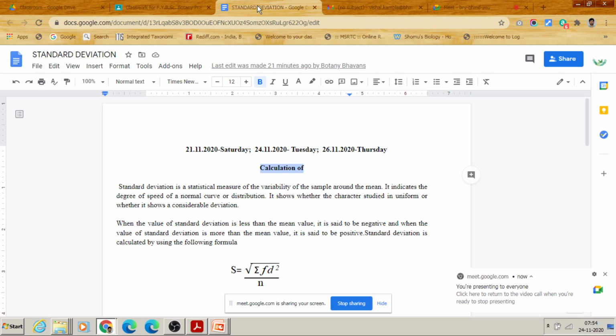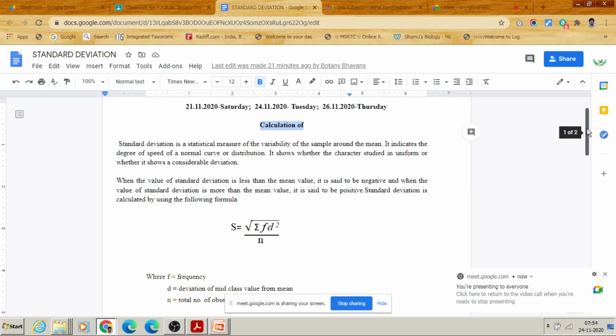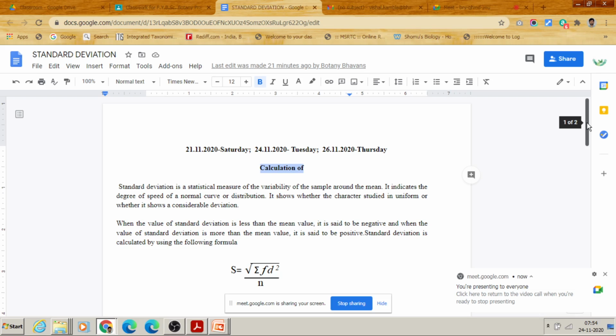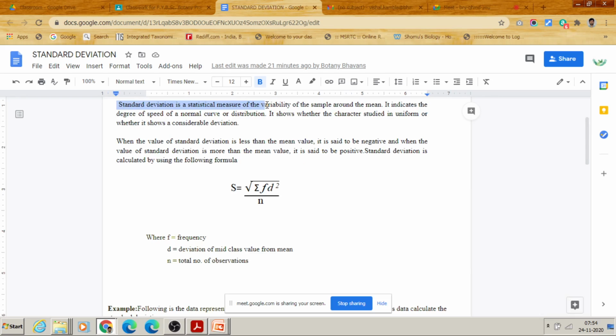As far as this particular practical is concerned, which is entitled calculation of a standard deviation, what exactly is standard deviation? This part you have to first of all understand.